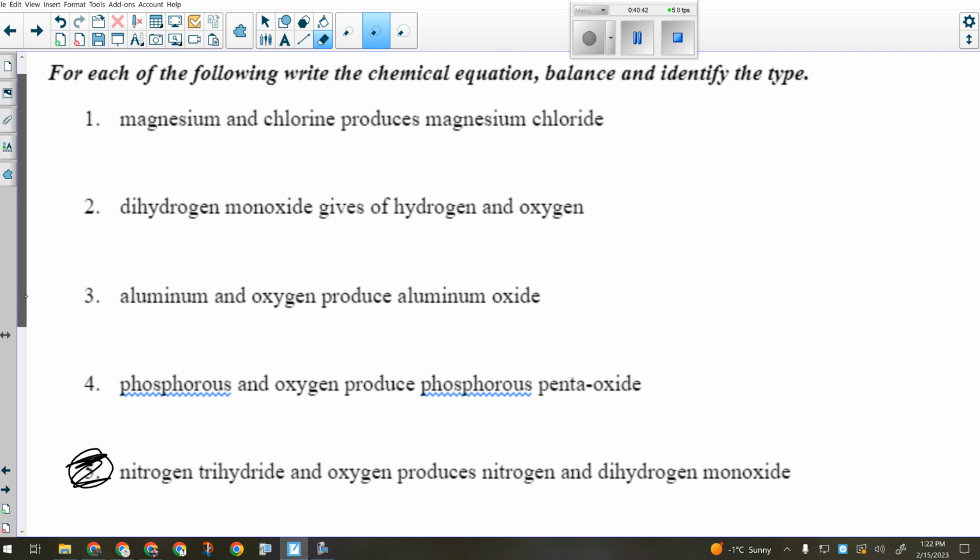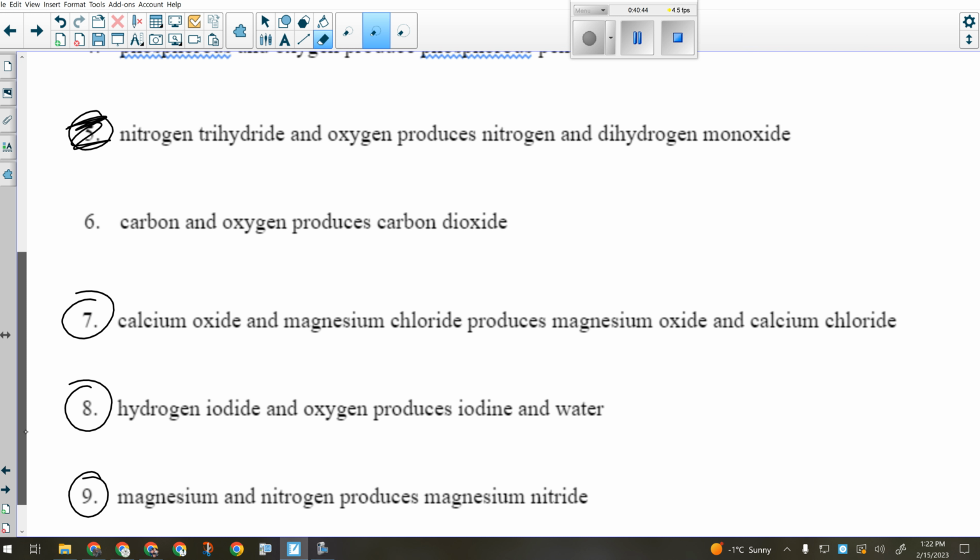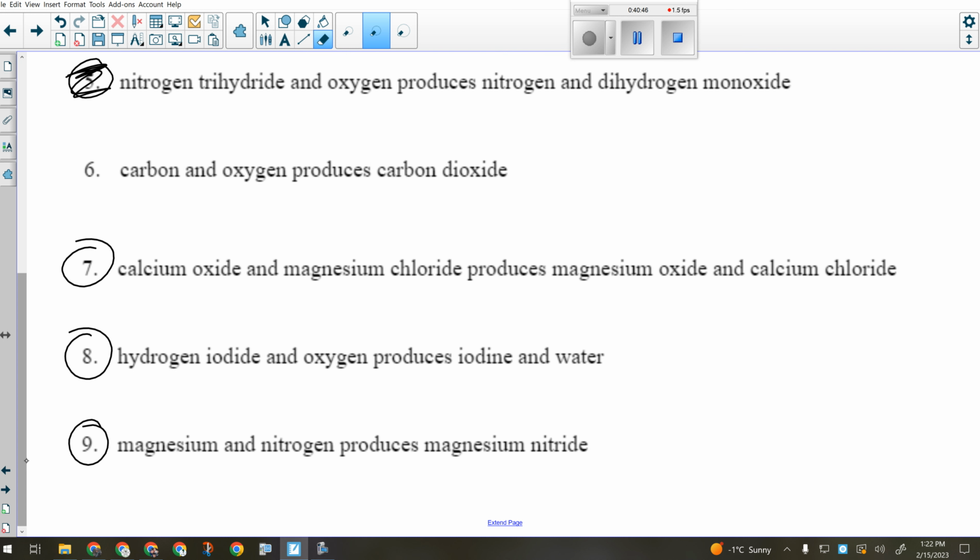All right, I would like you guys to do 7, 8, and 9. All right, let's have a look at 7 here, and maybe 8 if we can. On number 7, we've got calcium oxide. That's an ionic compound, so Ca, which is a 2+, with oxygen, which is a 2-. So that compound is good that way. And magnesium chloride, MgCl, that's a 2+, that's a 1-. So when I drop and swap, that's what that should look like.